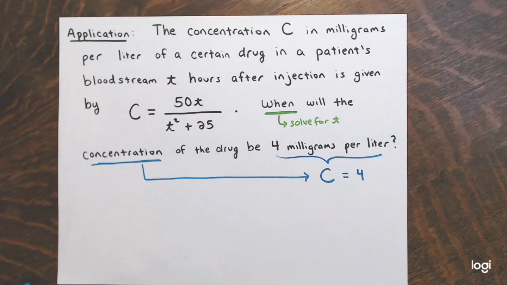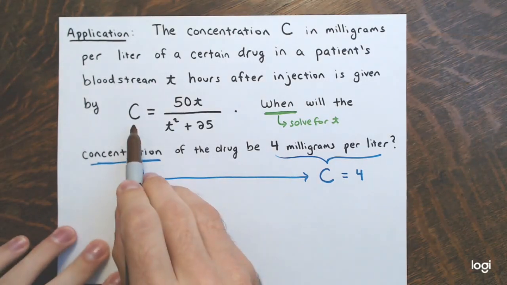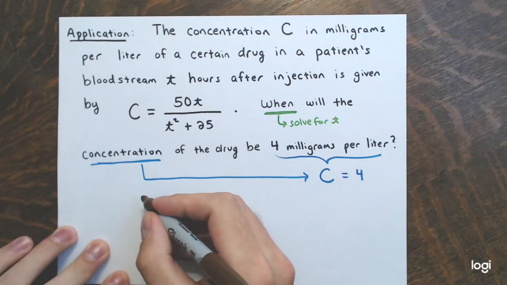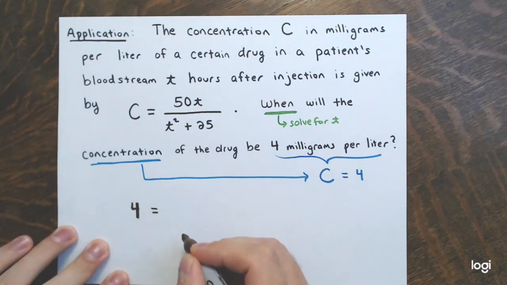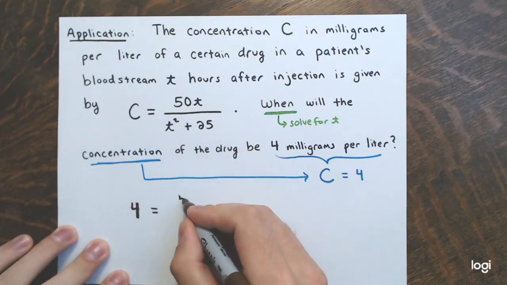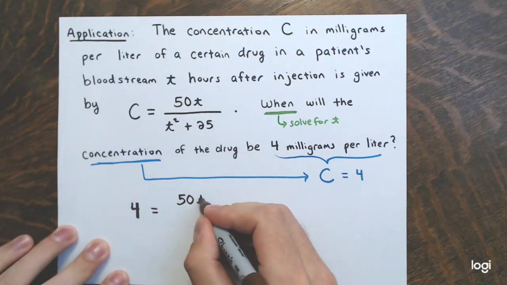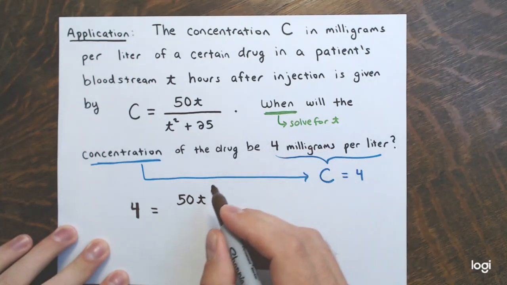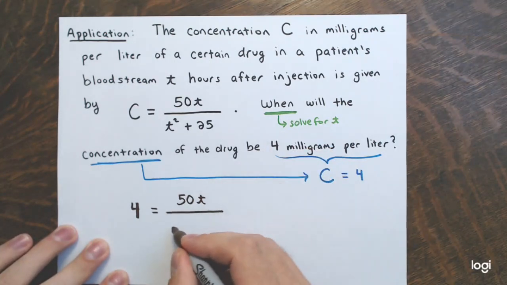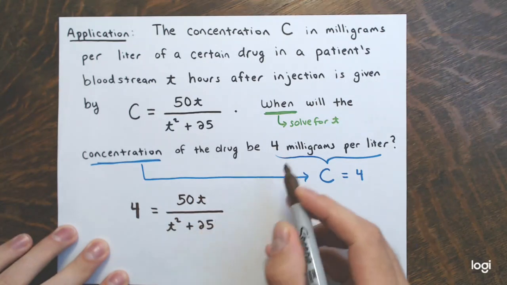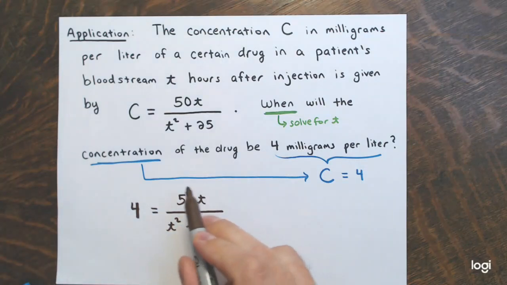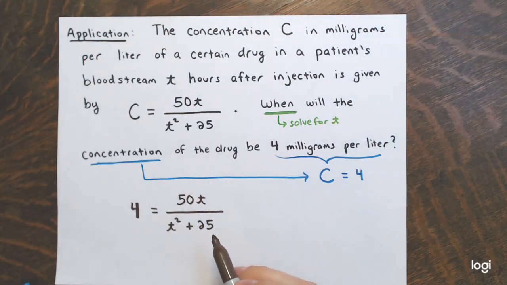So in doing that, we have this equation right here. C is replaced with 4, 4 on the left side, equals the right side, 50t over t squared plus 25. We don't know t yet, we're trying to find t, trying to find when. And then we're doing exactly what I set up here. We're looking at this equation and solving for t, and then we're going to state what that means in the end. Remember, t represents the number of hours after the injection of the drug.